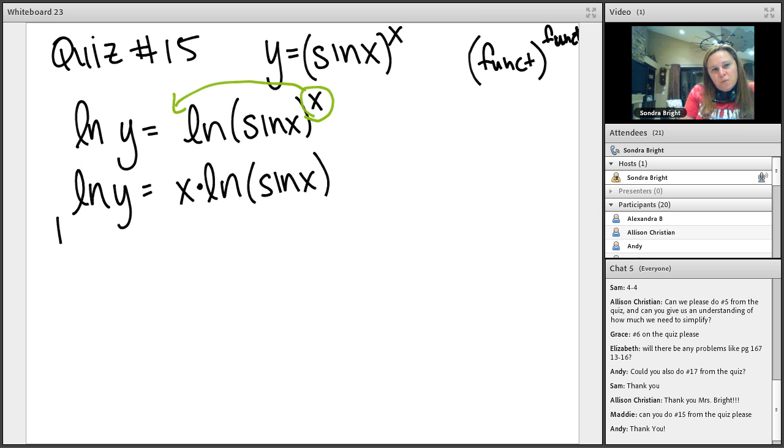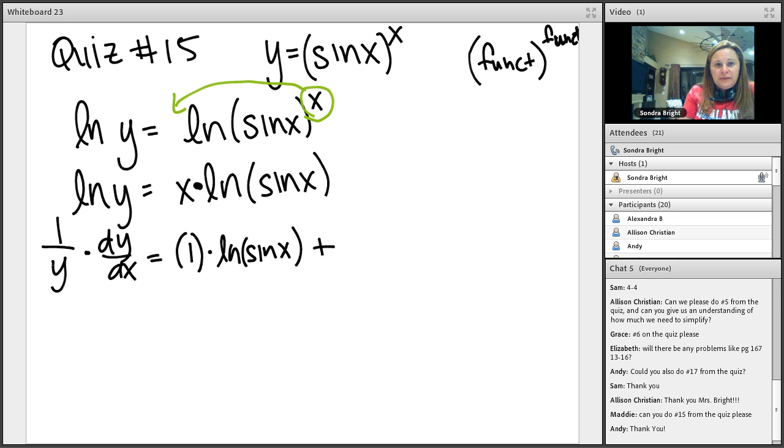Derivative of the natural log is 1 over y, but then times dy/dx. And then this is product rule. So you want the derivative of x, which is 1, times the natural log of sine of x, plus x times the derivative of the natural log of sine, which is 1 over sine. But then chain rule says go inside and take the derivative of sine, which is cosine.